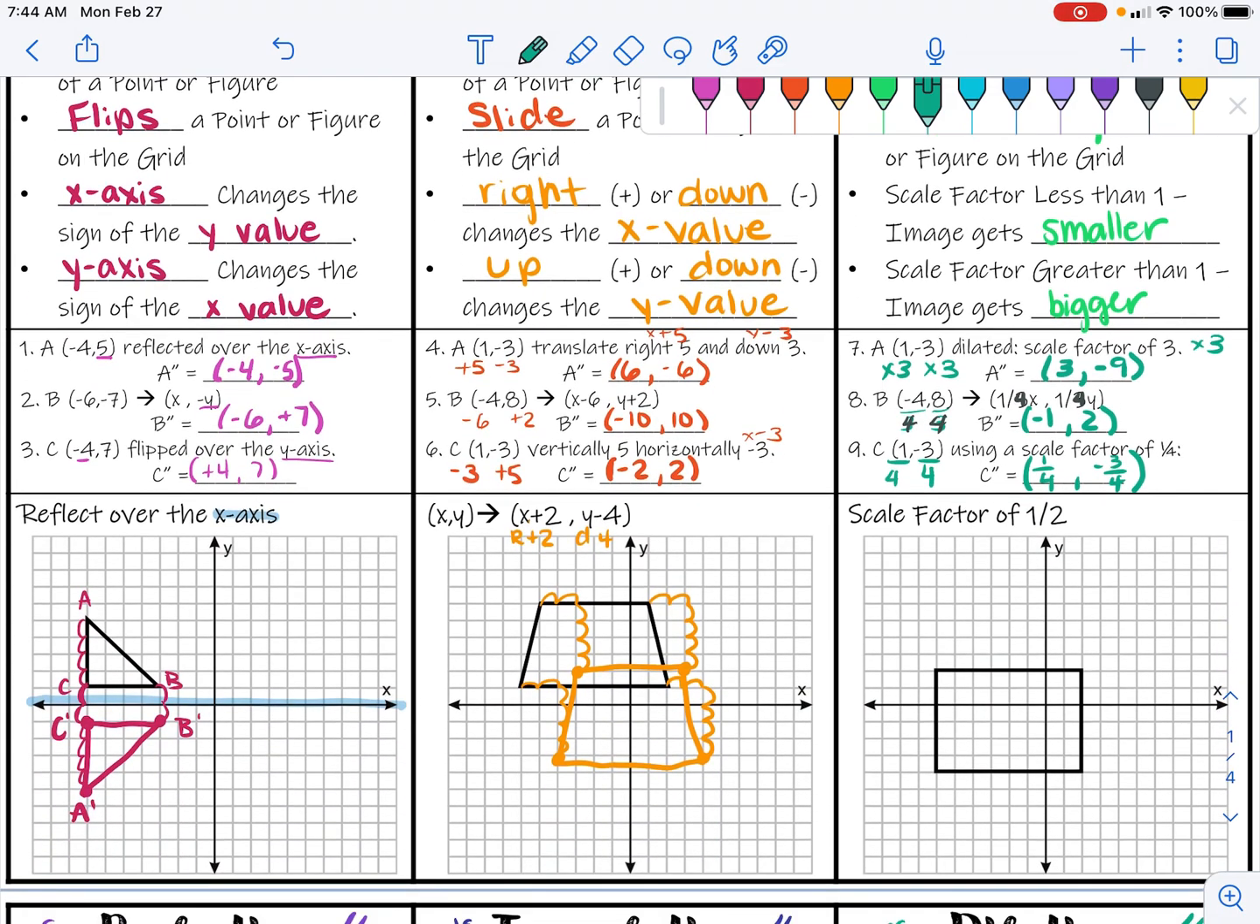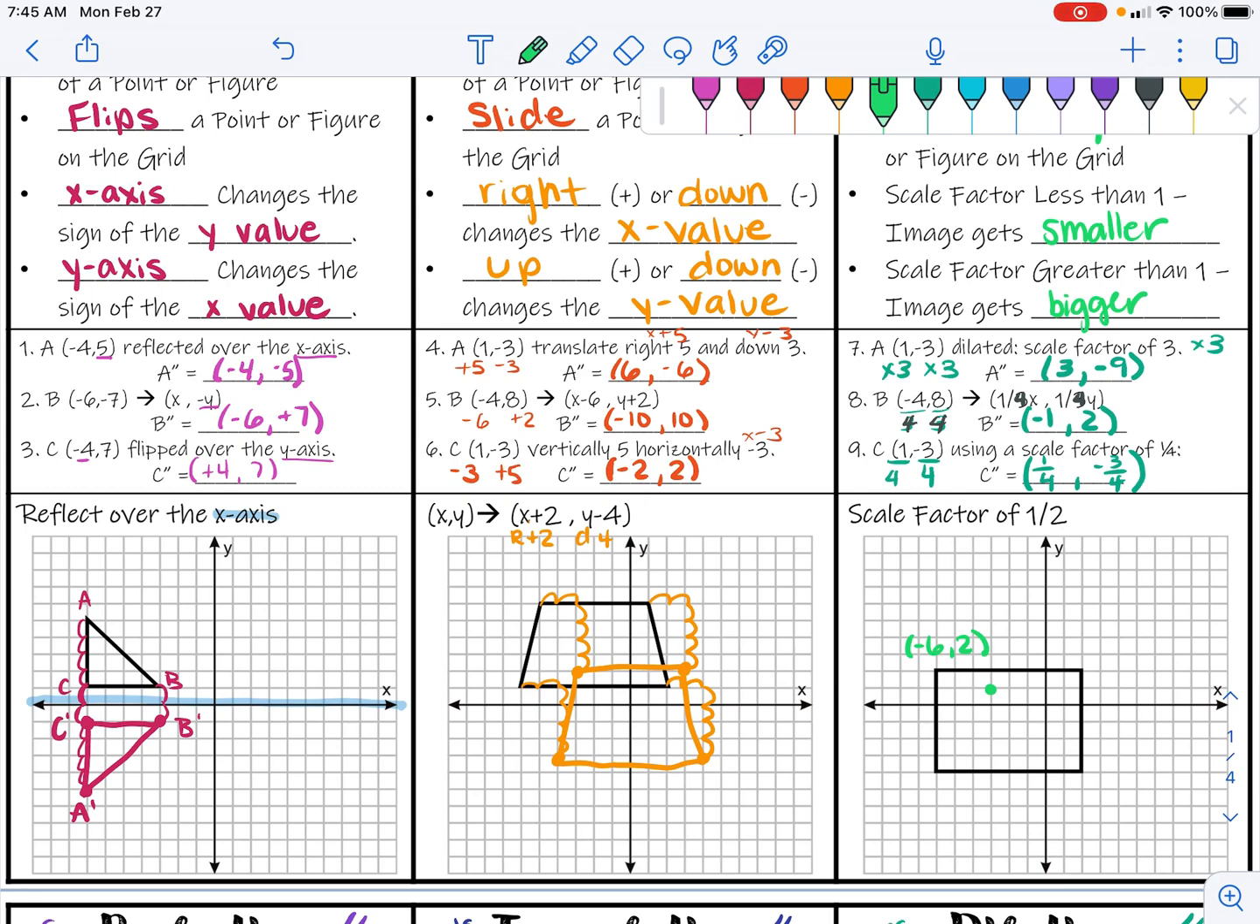All right, so a scale factor of 1/2. The only way to do these with a graph is you're going to have to write out the ordered pairs. So this guy is at 1, 2, 3, 4, 5, 6, 1, 2. So he's at negative 6, 2. We're going to cut that guy in half, and we're going to instead go to negative 3 and 1. 1, 2, 3, and up 1. Gives us this point right here.